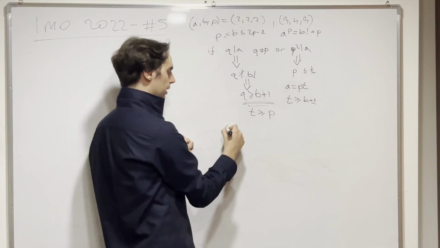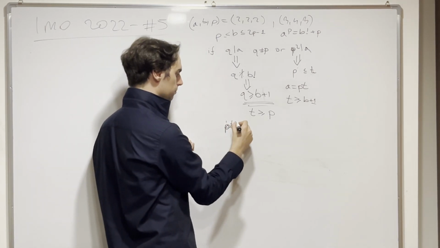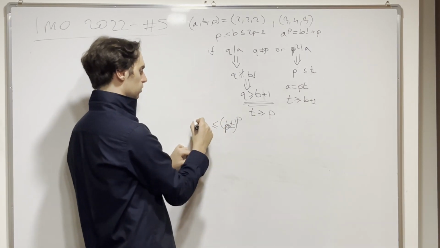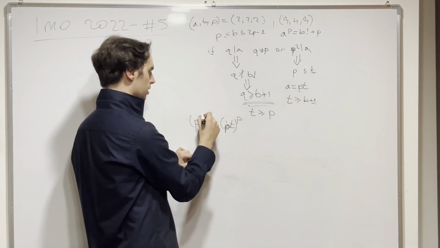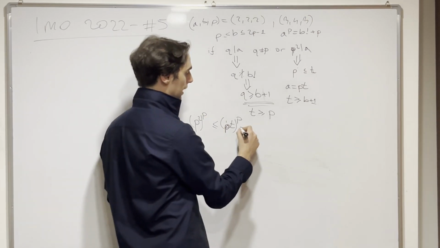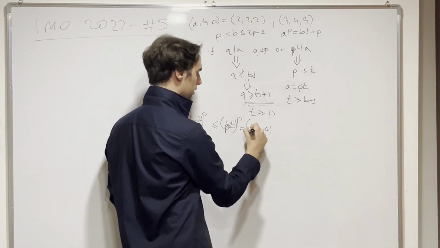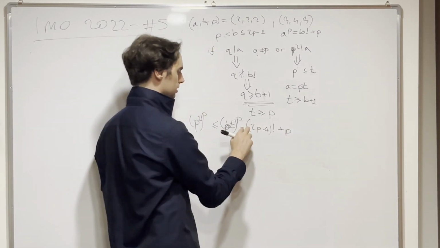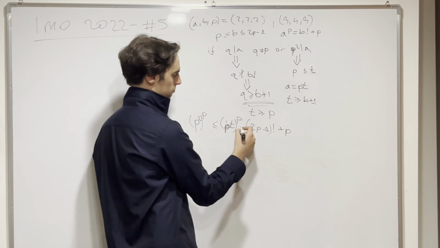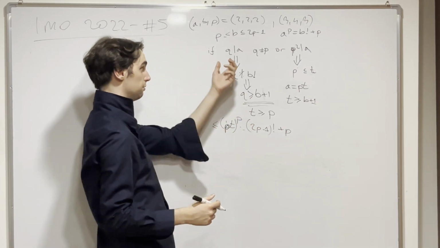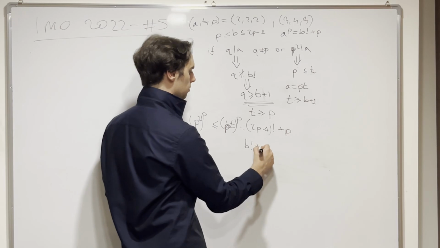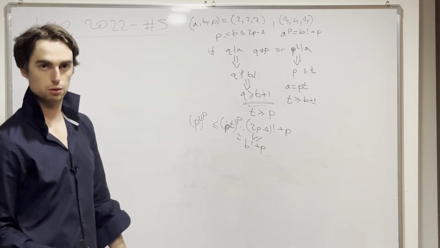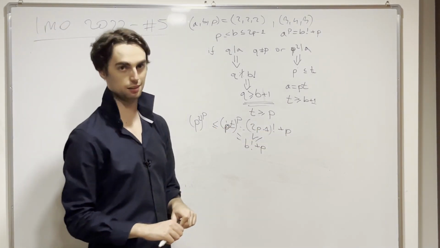And now what do we have? We have pt to the power of p is greater than or equal to p squared to the power of p. And here I have 2p minus 1 factorial plus p. This is going to be equal to b factorial plus p, which is less than or equal to 2p minus 1 factorial plus p. This is the biggest this can get.